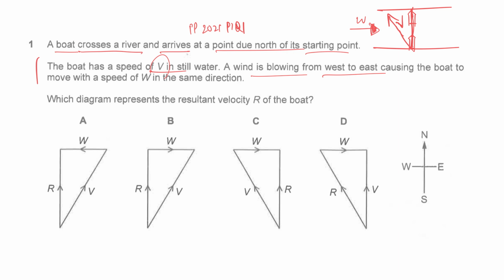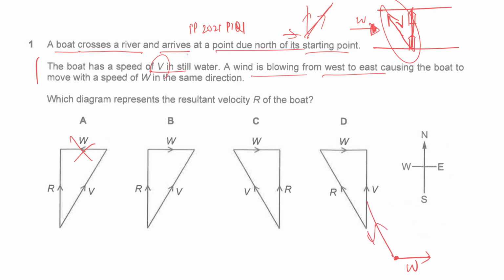So let's draw the vector diagram here. Let's start from a point here. That represents the boat. There's a velocity of W acting on the boat to the right side here. So A will be wrong because the wind is to the west; it's supposed to be to the east. And the next thing, you know that the velocity of the boat V in still water cannot be vertically straight. If it's vertically straight and there's a wind blowing, eventually you will go somewhere northeast. So that will be your V.